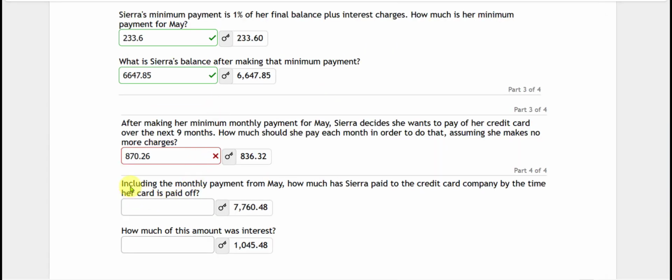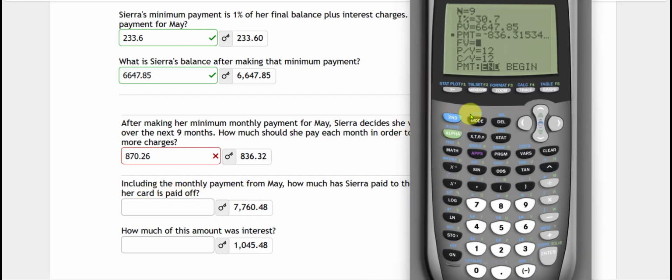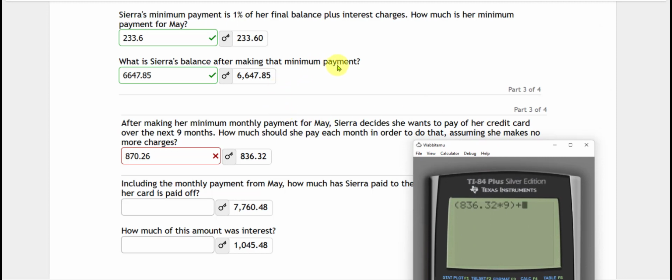And now, including the monthly payment for May, how much has Sierra paid to the credit card company by the time her car is paid off? Well, we can do this one easily. We know that she has to pay this amount in the next 9 months, right? So we take $836.32, we multiply by the next 9 months, including the monthly payment that she made during the month of May.